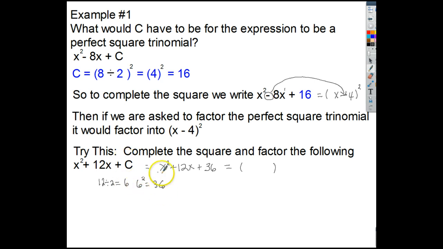So c would have to be 36. So to make this a perfect square trinomial, this would have to be 36. So it's x squared plus 12x plus 36. The other part of this is being able to write the binomial that you would square to get this.